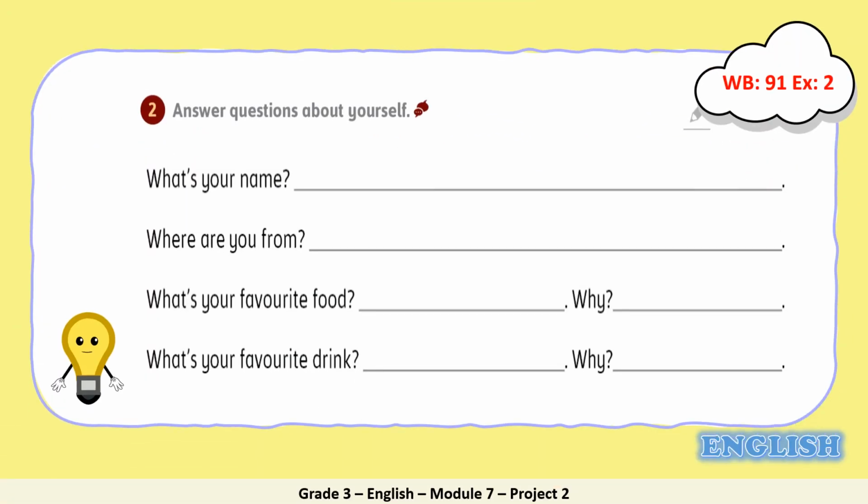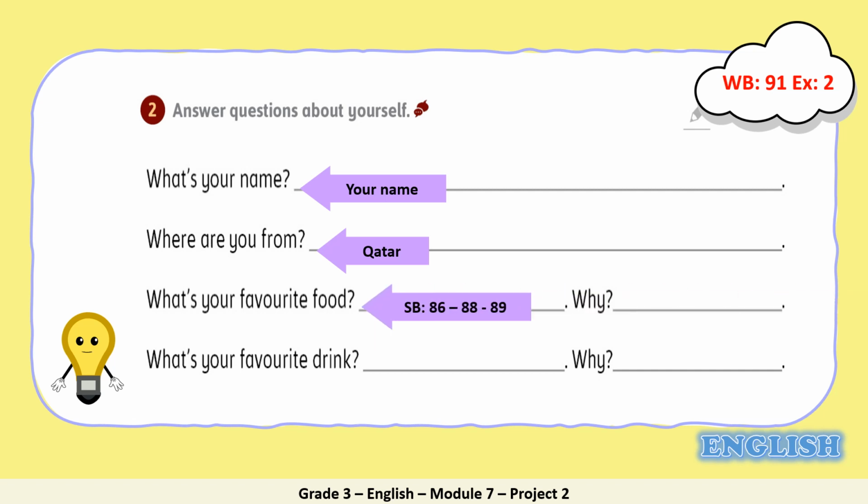I will give you some helping words that you can use. Question number 1, what's your name? Of course, you only have to write your name. Question number 2, where are you from? The country we all live in is Qatar, but you can change the name of the country to your own country if you like. Question number 3, what's your favorite food?